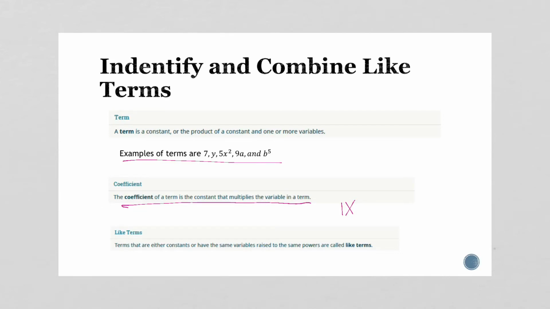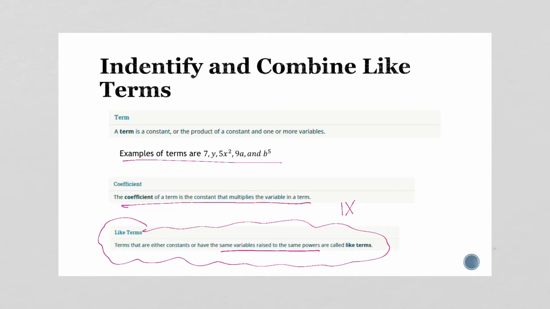All right, this is a biggie right here. Like terms. The terms are either constant or they have the same variables raised to the same powers. That's important. X squared plus x are not like terms because they don't have the same exponents. So you actually can't do anything to this expression right here because they are not like terms.